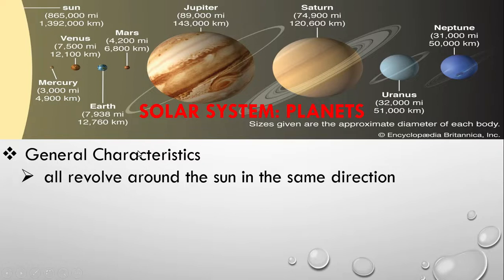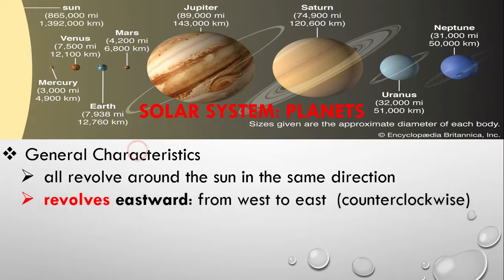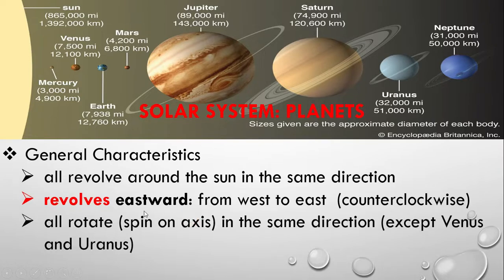All of these objects, planets, asteroids, moons, revolve around the sun in the same direction. Okay? So all of the objects in the solar system revolve eastward. That means from west to east, counterclockwise. And then all rotate or spin on their axis in the same direction, except Venus and Uranus.